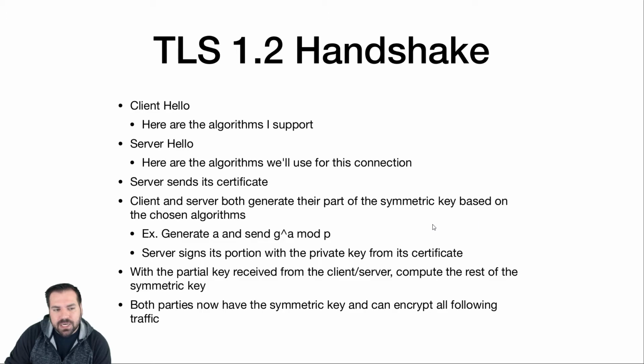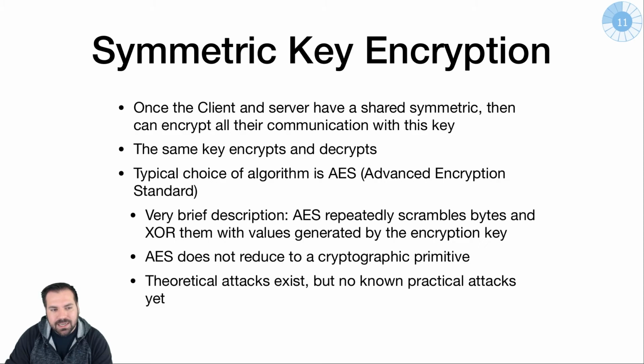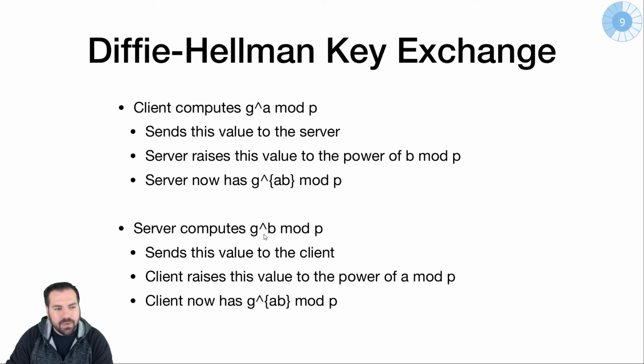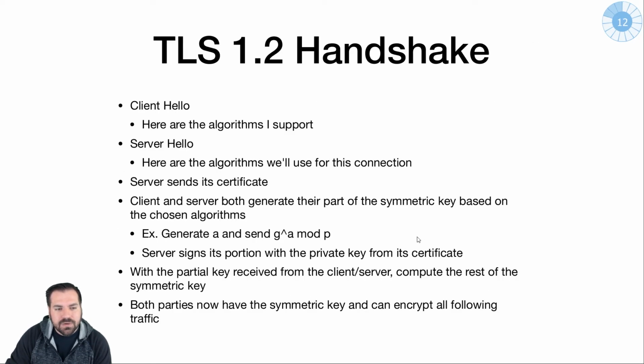Client and server are going to generate their A and B, assuming they're using Diffie-Hellman. Their exchange might say, we don't use Diffie-Hellman, we use this other cool new technology. But they're going to generate their parts of the symmetric key and send them to each other. And the server is going to sign their G to the A. Didn't I say G to the B? G to the B. The server is going to sign their G to the B when they send that to the client.